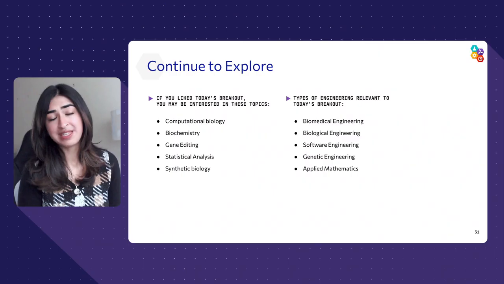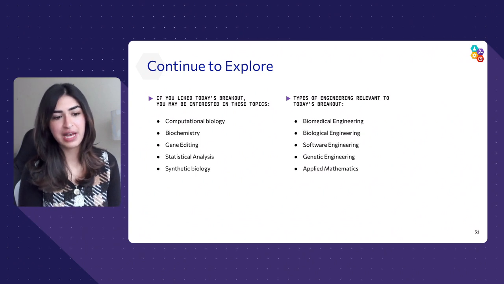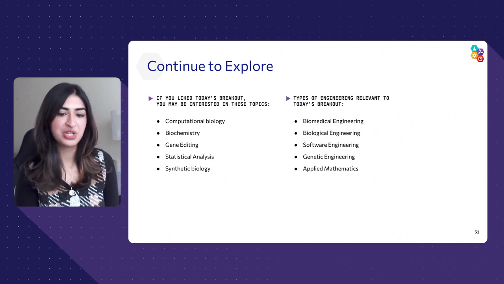If you liked today's breakout, you may be interested in topics like computational biology, biochemistry, gene editing, statistical analysis, or synthetic biology. And the types of engineering relevant to today's breakout are biomedical engineering, biological engineering, software engineering, genetic engineering, applied mathematics, and a lot more, because bioinformatics really is one of those fields that integrates all different types of science and engineering in order to improve human health and our understanding of ourselves.